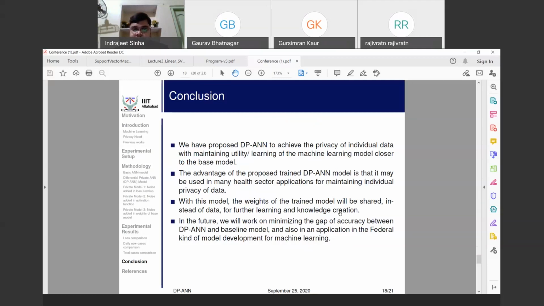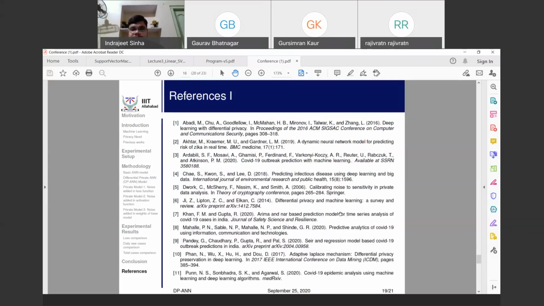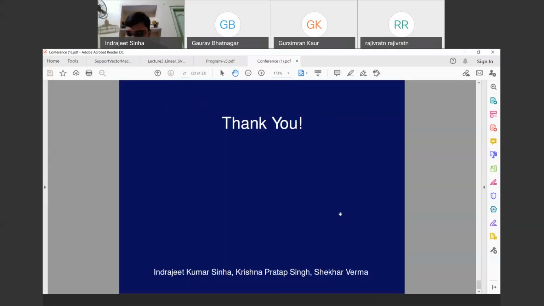In future, we will work on minimizing this gap between utility and privacy, so that we can achieve a better and efficient model. And I would like to work on the application of federated models of machine learning, so that we keep the local information in a more utilized way. So this is my whole presentation. I would like to thank you, sir. Any questions?